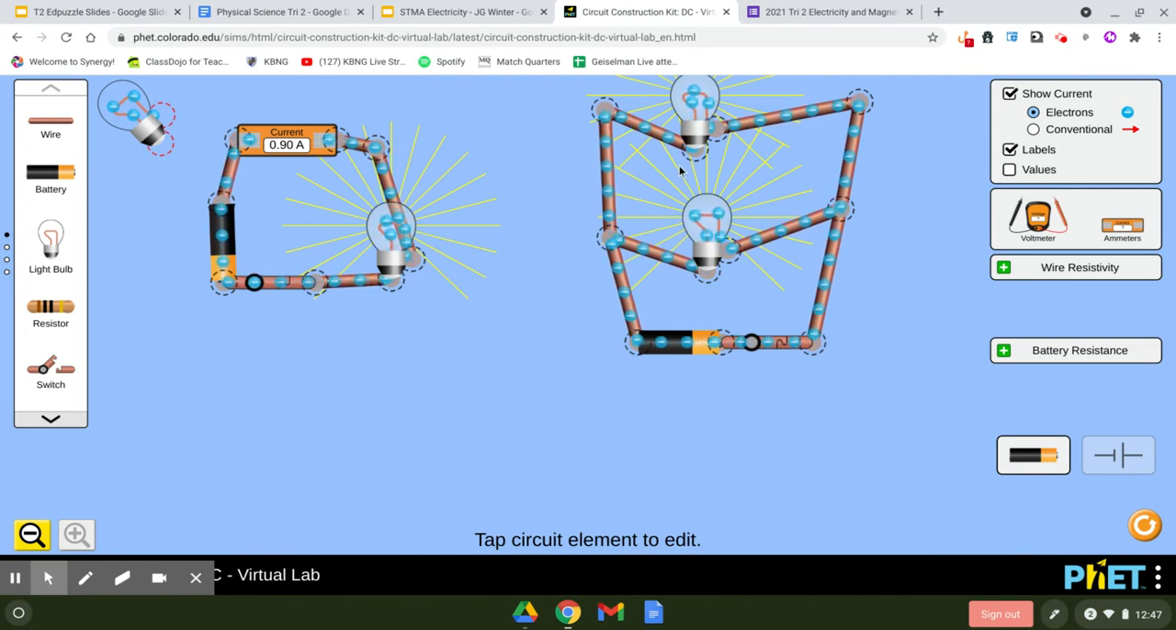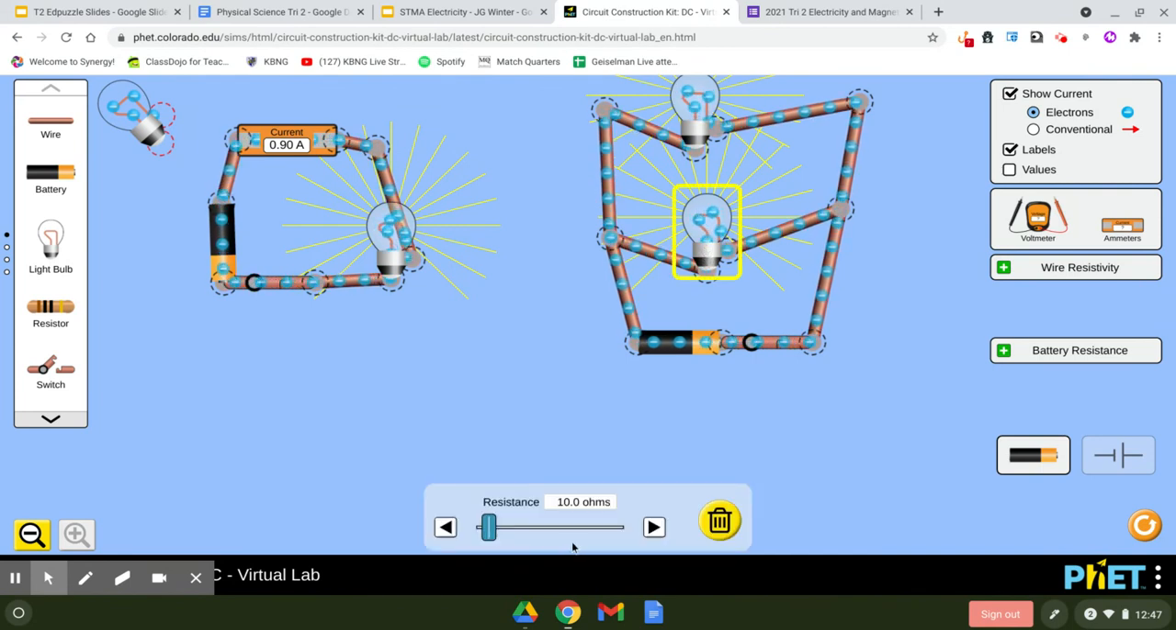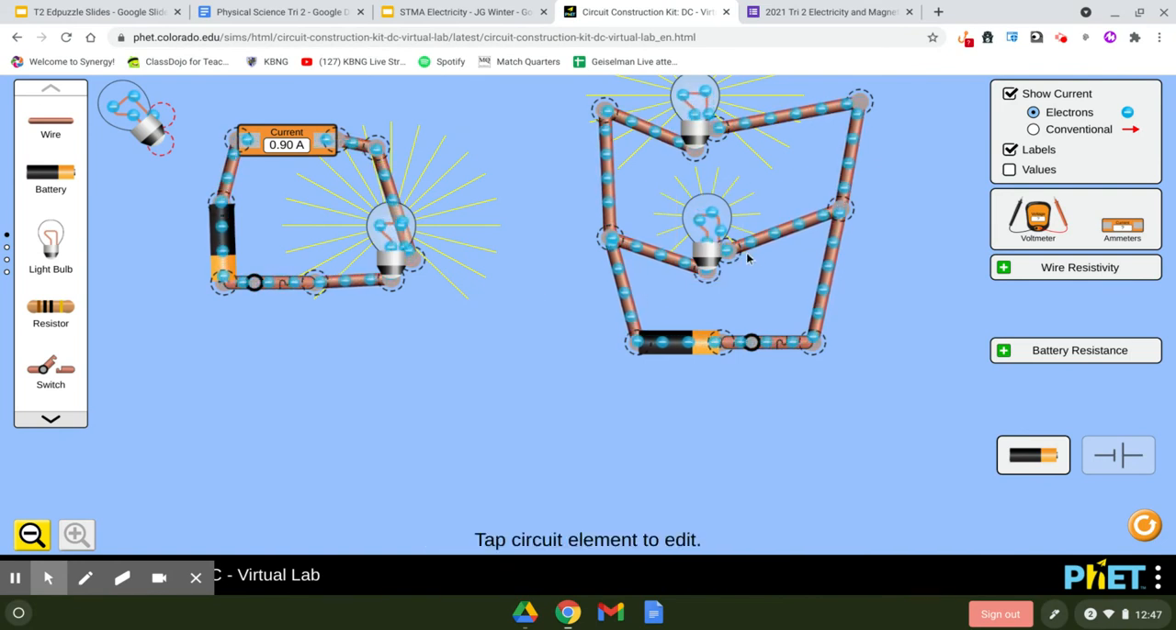So by adding more resistance in a series circuit, we decrease the current through the whole thing. By adding more resistors in a parallel circuit, we do not affect the overall current. If we increased this one to 15 ohms or 45, we notice that this one now is dimmer because it has that same 9 volts going across a much larger resistance. It does not affect this one. And that is the perk of having parallel circuits. You can have different resistors and they get the same amount of voltage.